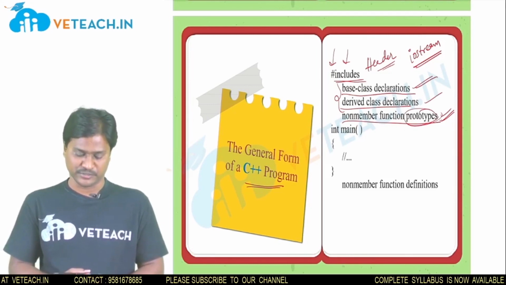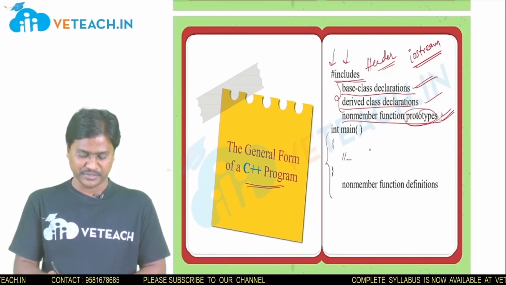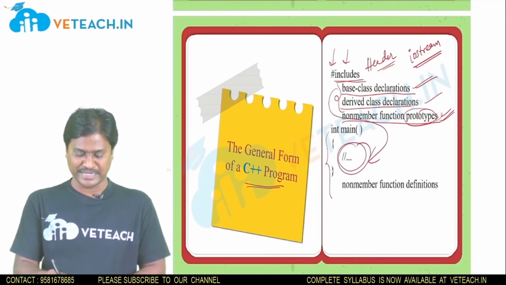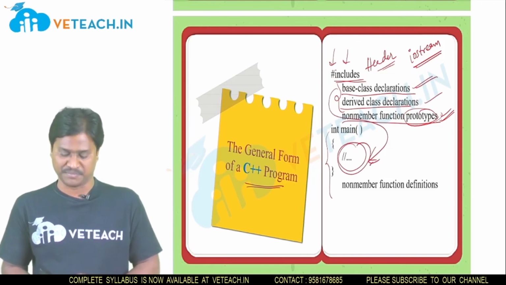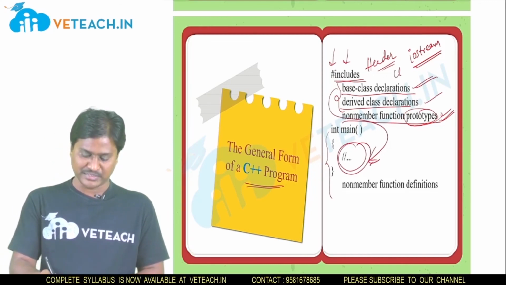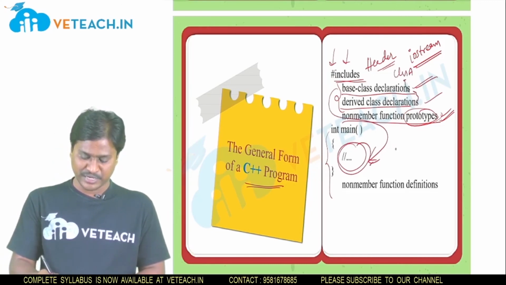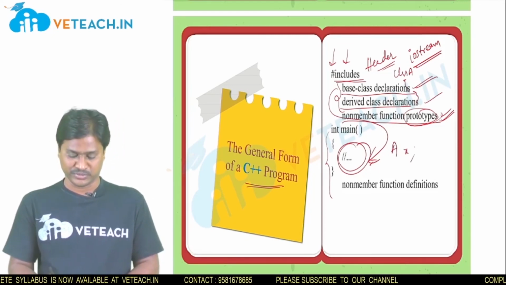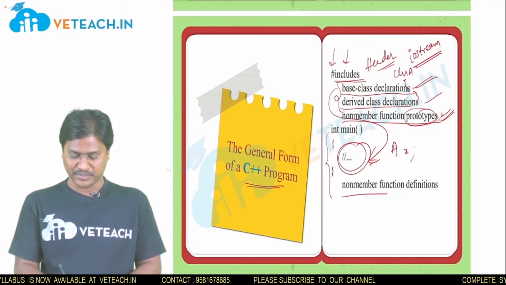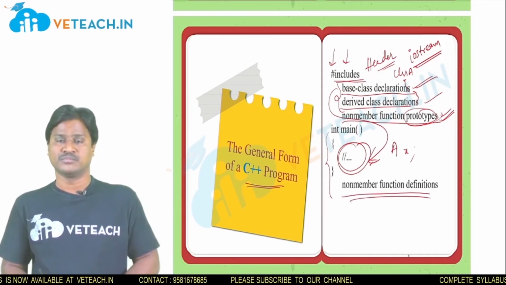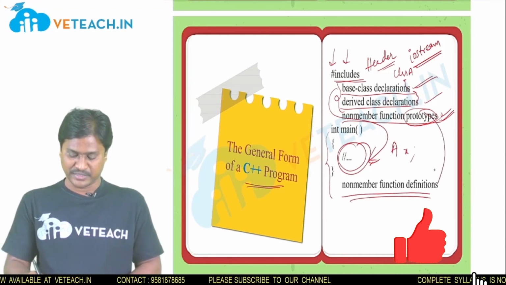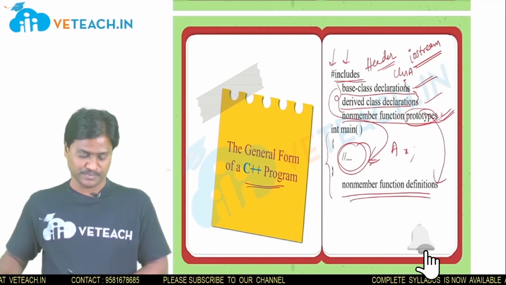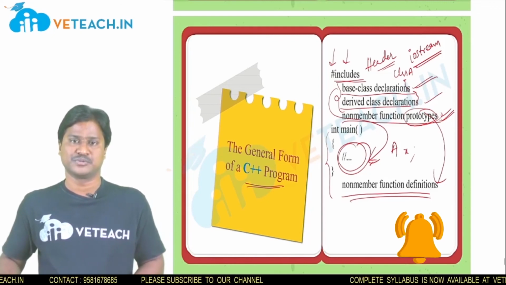Next, int main function, and inside this main function you can create objects of any classes that are defined in your program. For example, when we have a class A, you can create an object of A like this in the main function. After the main function, you can define your non-member functions whose prototypes were declared at the start. So this is the simple scenario of a sample program, the general program form of a C++ program. Thank you.